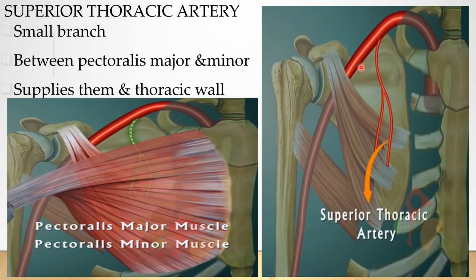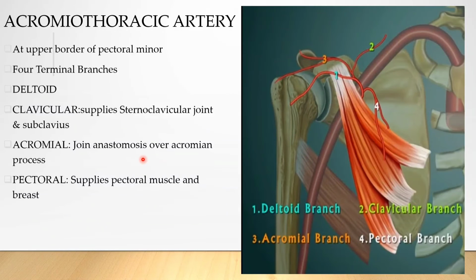This is a very small artery. Next, this is the pectoralis. Here it is supplying this muscle. Both pectoralis major and pectoralis minor, both muscles are supplied by the superior thoracic artery. Next, coming to acromiothoracic artery. This acromiothoracic artery is a branch of the second part of the axillary artery, and it emerges at the upper border of the pectoralis minor muscle.